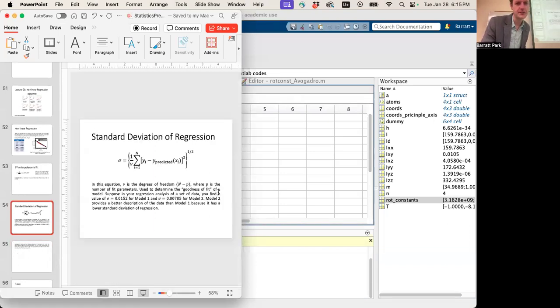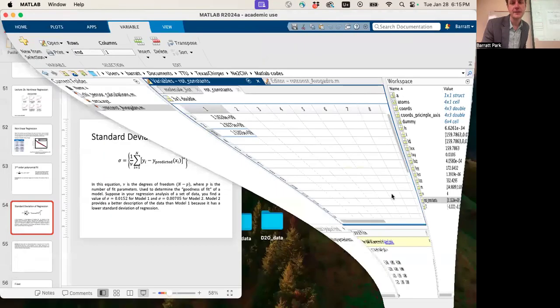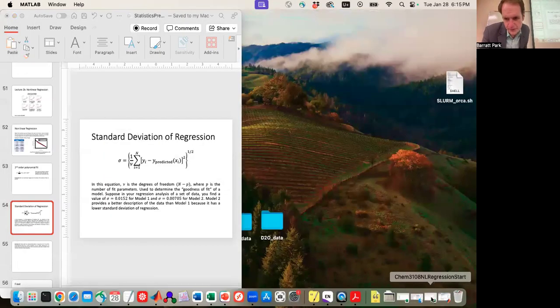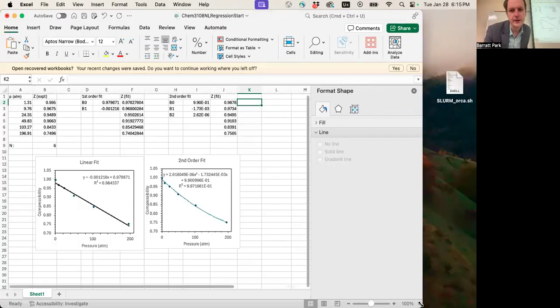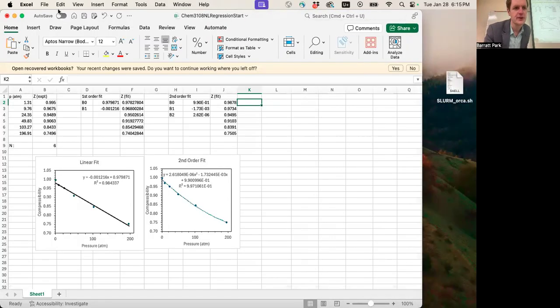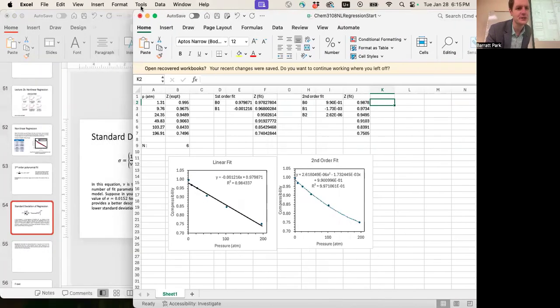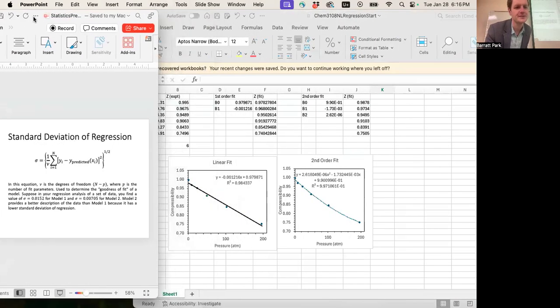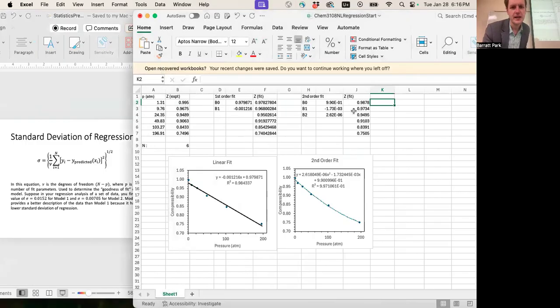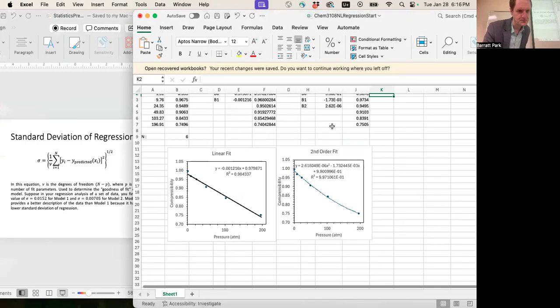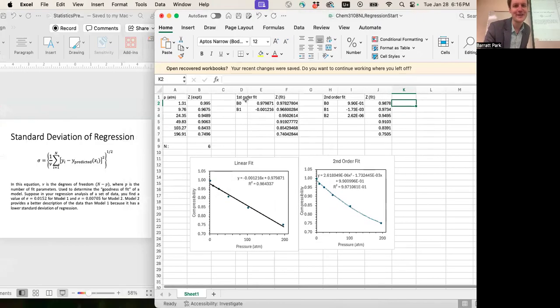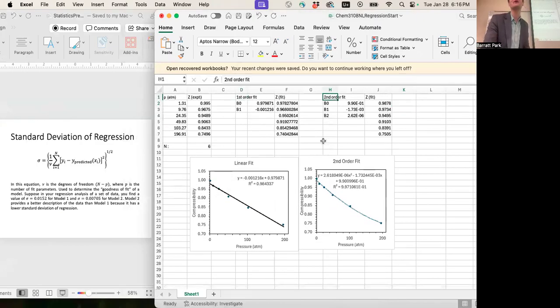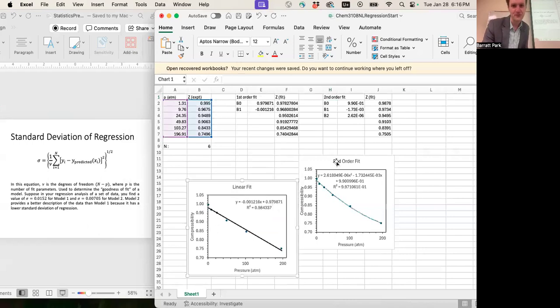Okay, so let me go to the slide so that we can see the equation, and I'll minimize here and I'll go back to my spreadsheet. Okay, this time I will drag this over a little bit so that we can see the equation while we're working. And so yeah, we're going to want to calculate sigma for our linear first order fit and for our quadratic second order fit.